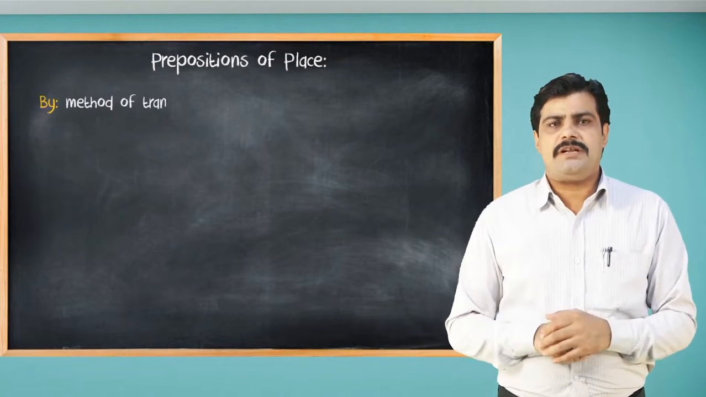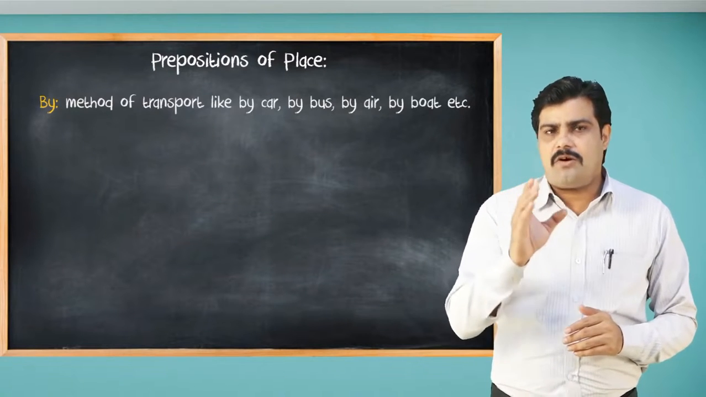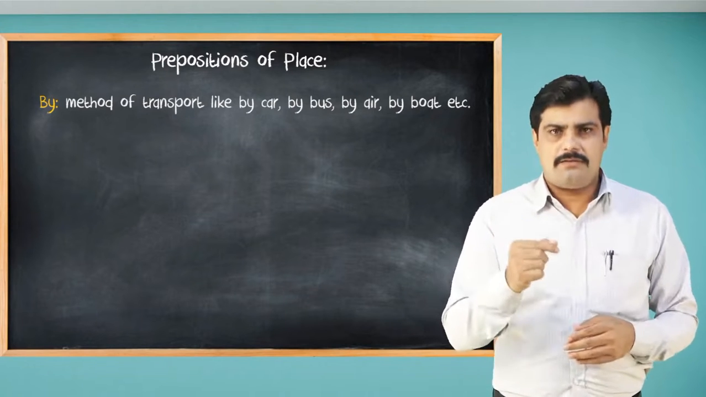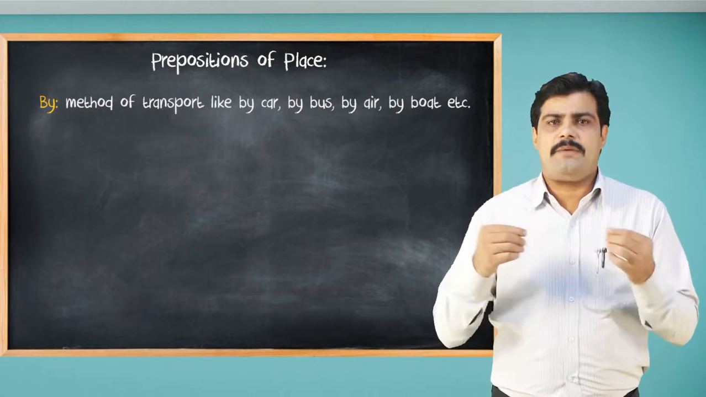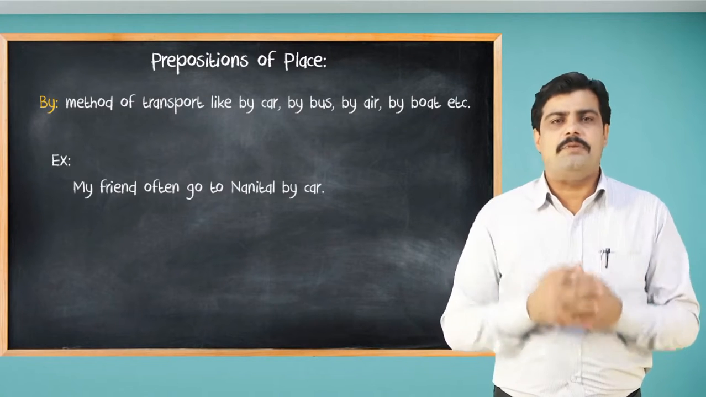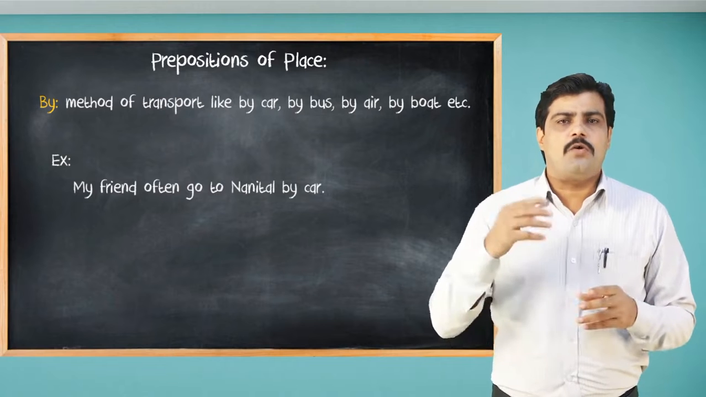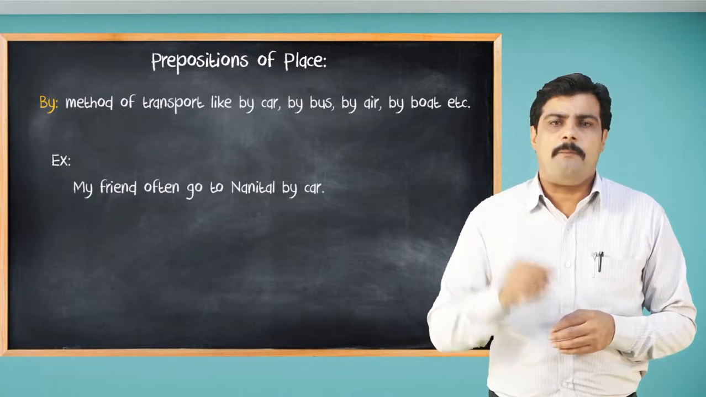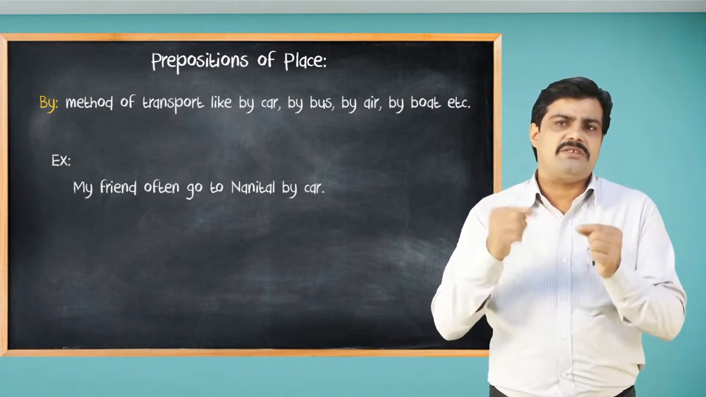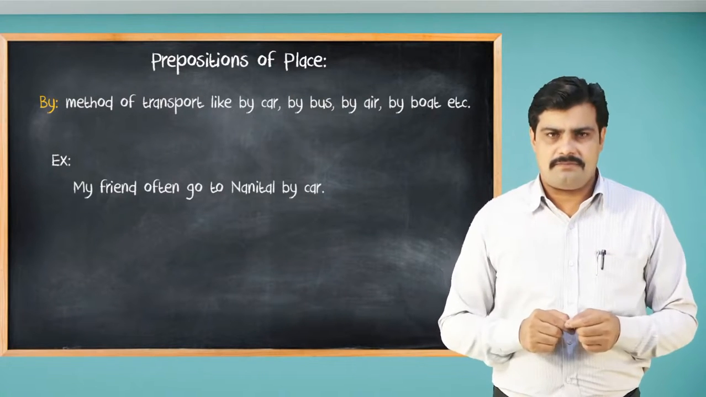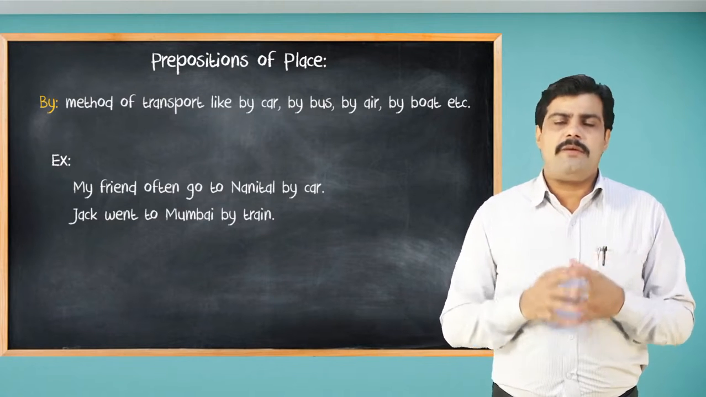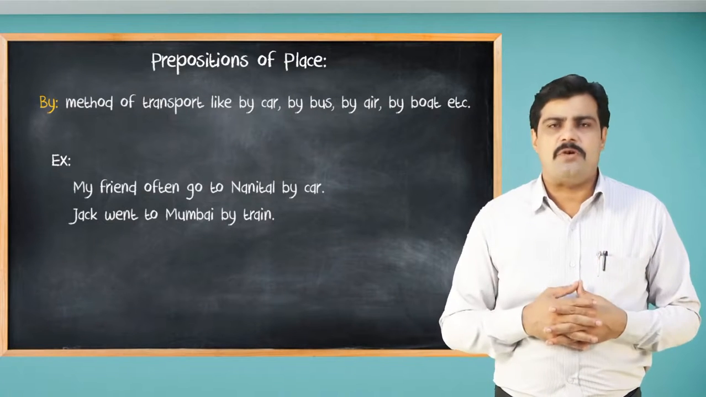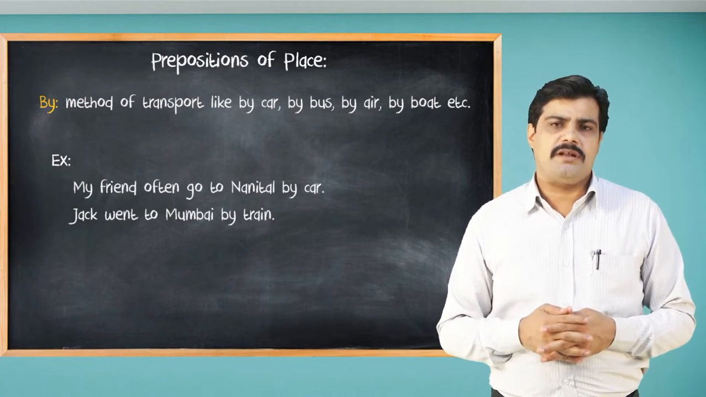Another preposition is by, and by is always used for a method of transport like by car, by bus, by air, by boat, etc. For example, my friend often goes to Nainital by car. Now here the preposition by is used for the means of transportation, that is car. Jack went to Mumbai by train. In the same way, for train, a means of transport, we have used the preposition by.